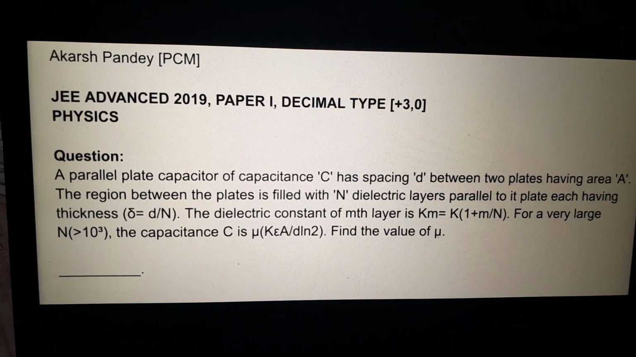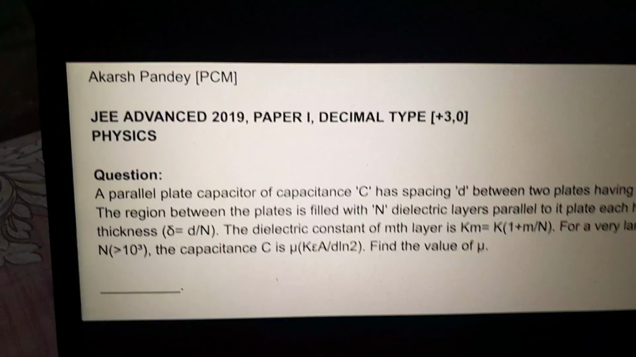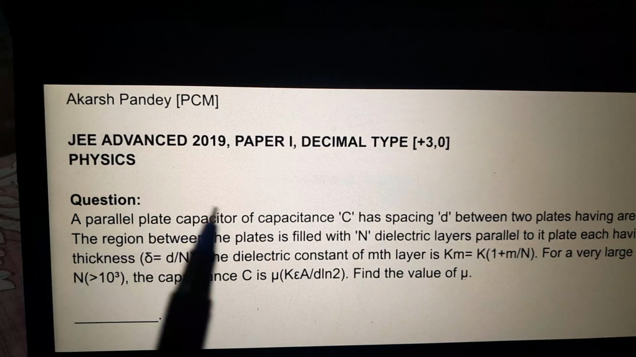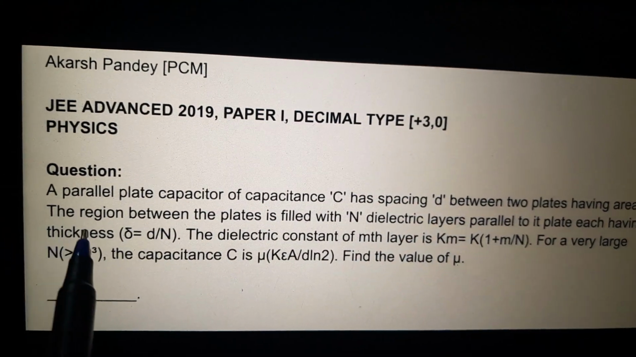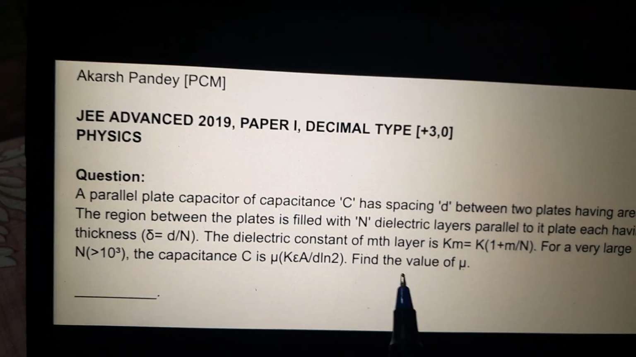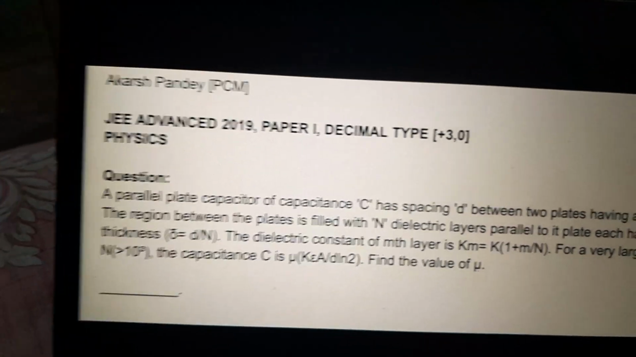So on the screen, there is JEE Advanced 2019 Paper 1 question of capacitor. Firstly, read the question. A parallel plate capacitor of capacitance C has a spacing D between the two plates having area A.